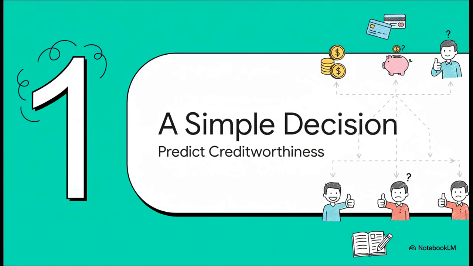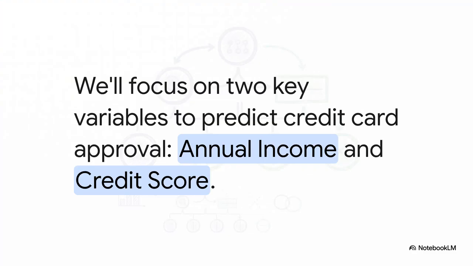Okay, so section 1 is all about making a simple decision. The big question: can we predict who's creditworthy and who isn't just by looking at the data they give us? Now, to keep things simple, we're going to zoom in on just two big factors: how much money an applicant makes per year and what their credit score is. The real puzzle here is, can we actually find a hidden pattern in just those two numbers? A pattern that can reliably tell us who's likely to get approved?